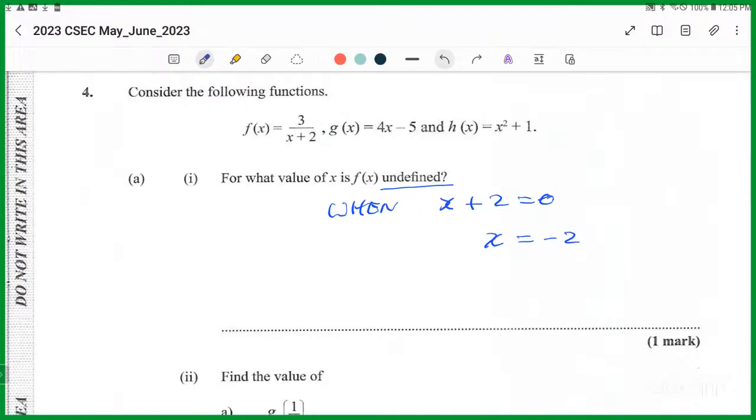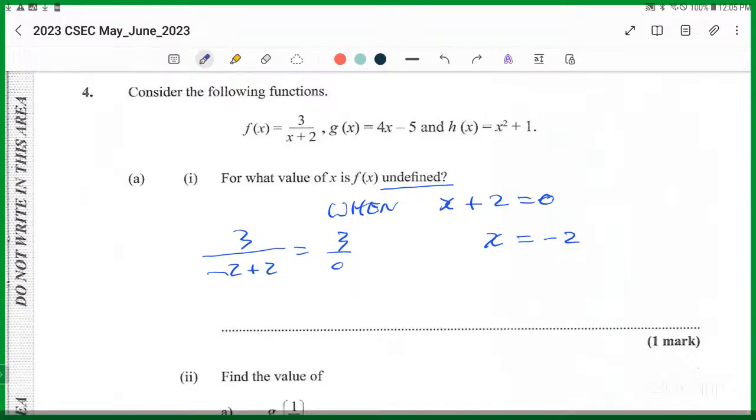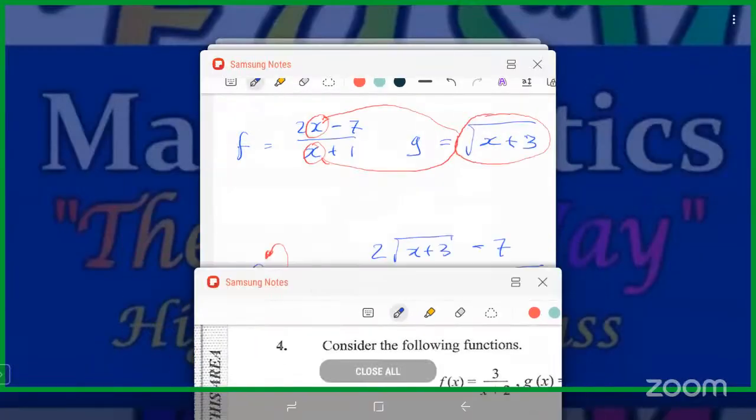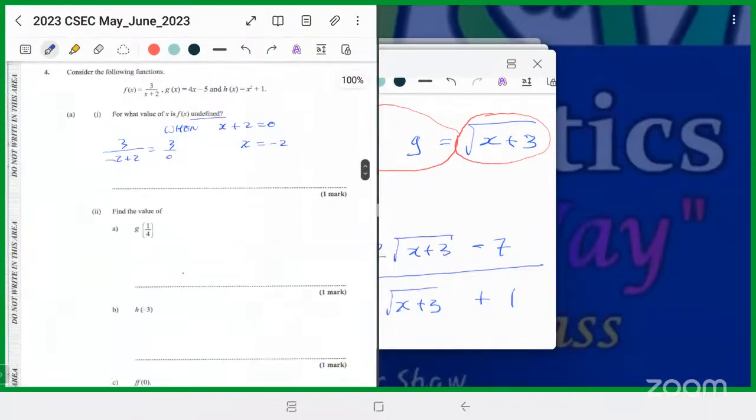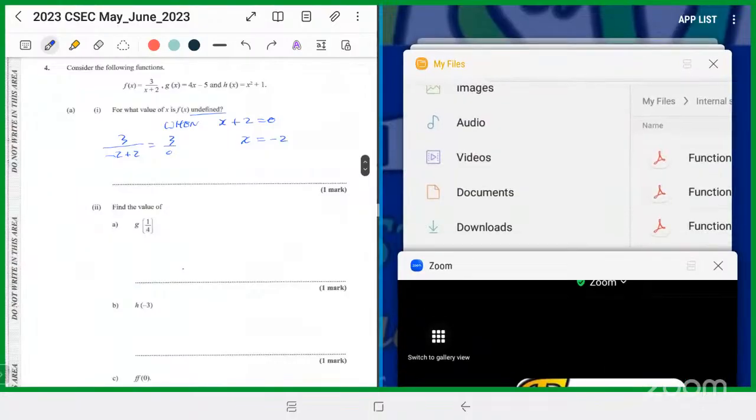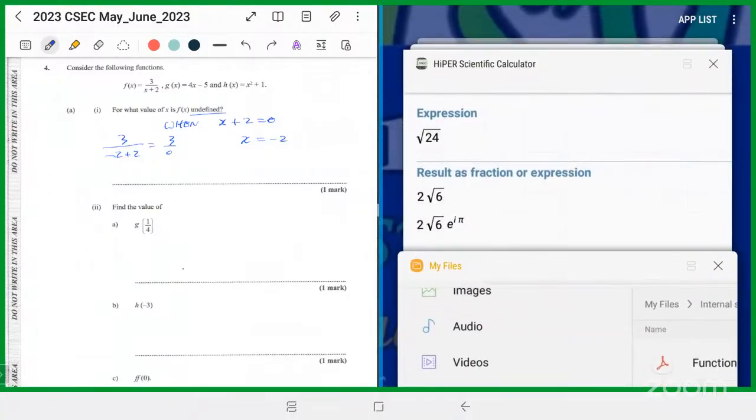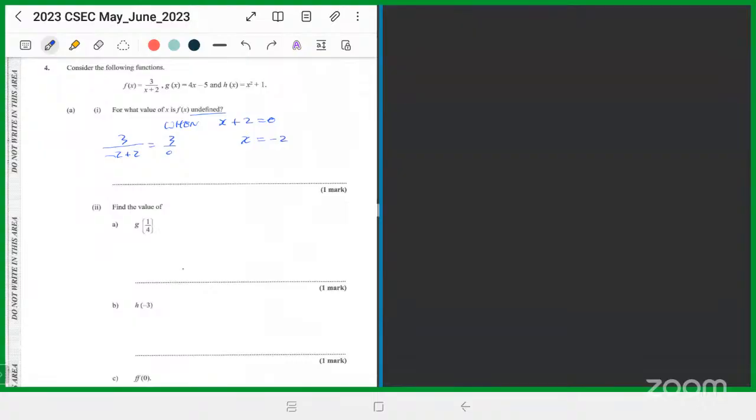Because if x is negative 2 under here, you're going to be doing 3 divided by negative 2 plus 2, which will equal 3 over 0. If you try to put 3 over 0 on the calculator, you're not going to get any answer. You're going to get an error message. Let me show you. So the denominator of a rational function cannot be 0. Otherwise the function becomes unreal.